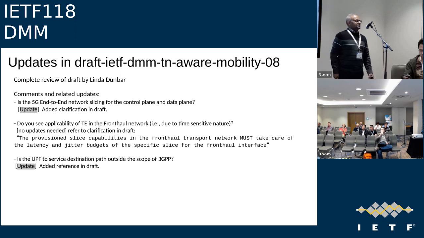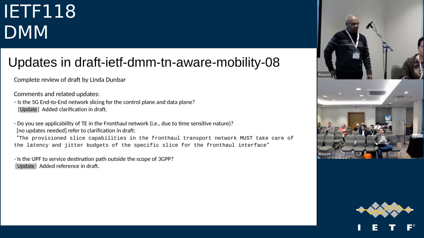Here, I think this is already covered in the draft, and we replied; I'm just copying that over here to say that the provisioned slice capabilities in the front haul network must take care of the latency and jitter budgets of the specific slice for the front haul networks. In general, the practice is to use layer two networks and means of slicing based on that, and the details are provided in the draft already. I think Linda has accepted those comments also.